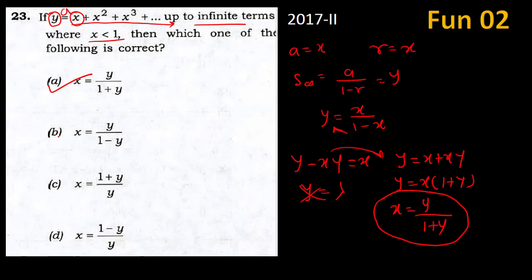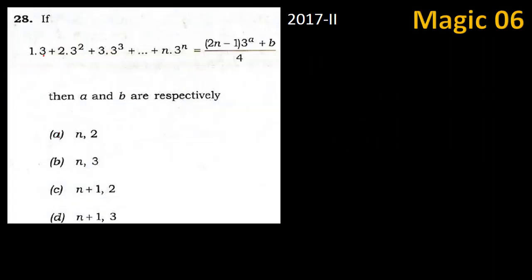Next. If 1 into 3, 2 into 3 square, 3 into 3 cube, plus n into 3 raised to power n is equal to this. So what is this? What do you think? This is a sum of all these terms. Okay, sum of all these terms. Then a and b is equal to what?